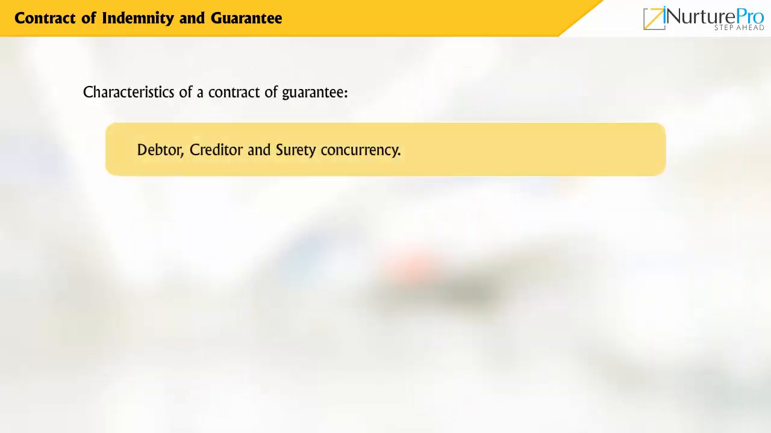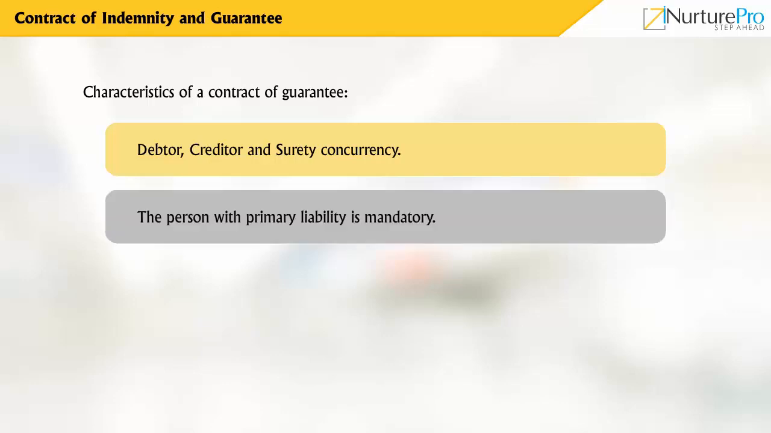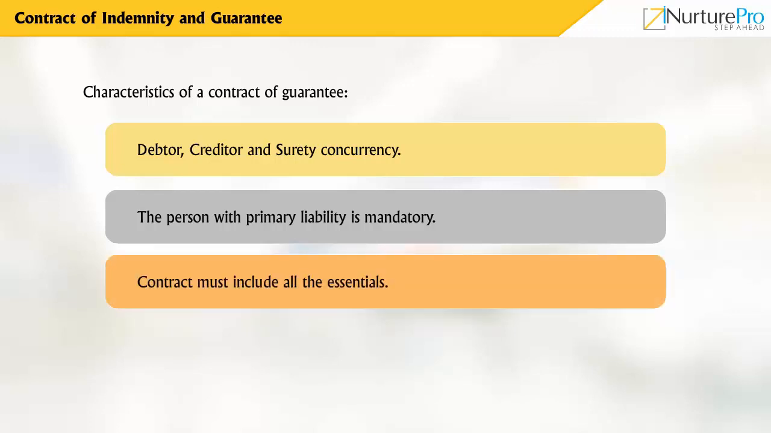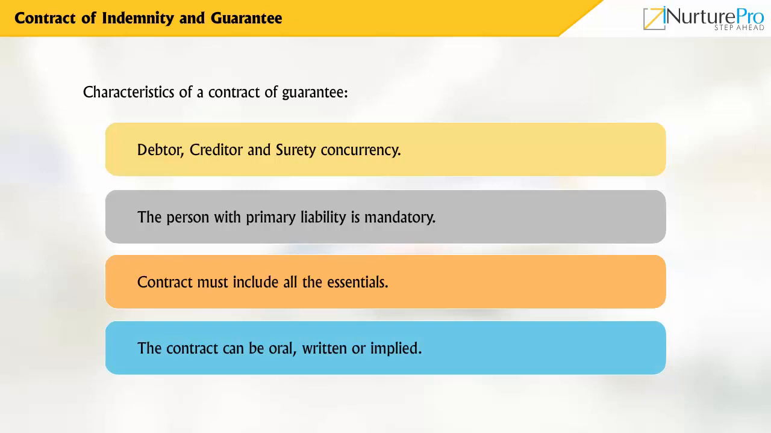Concurrence between the debtor, creditor and surety is important. The person with primary liability is mandatory besides the surety. It is required that the contract of guarantee includes all the essentials of a valid contract. The contract can be oral, written or implied.